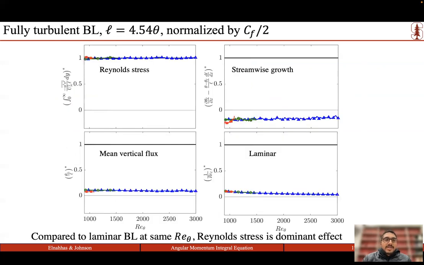In the fully turbulent region, if we choose L to be the L that isolates the laminar contribution based on theta and normalize the contributions by the local value of skin friction, we see that the major contributor to this balance is the Reynolds stress, which in fact is approximately the total skin friction from all 3 different calculations. And the remaining non-negligible components, being the streamwise growth, the mean vertical flux, and the laminar contributions, balance out to 0.